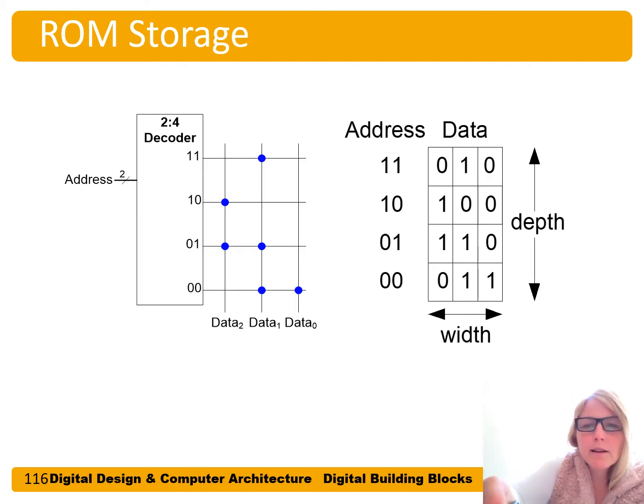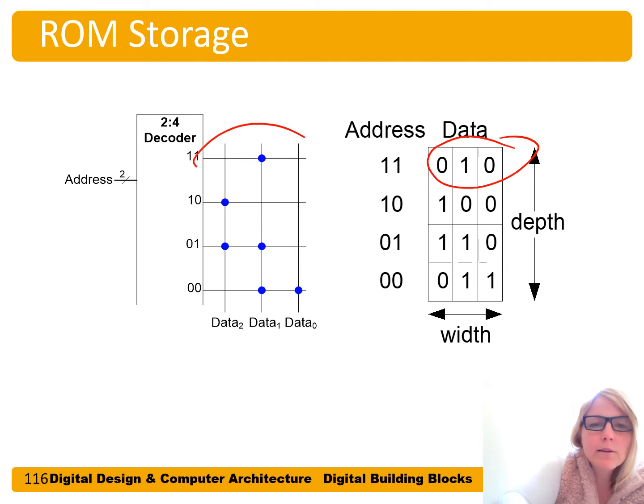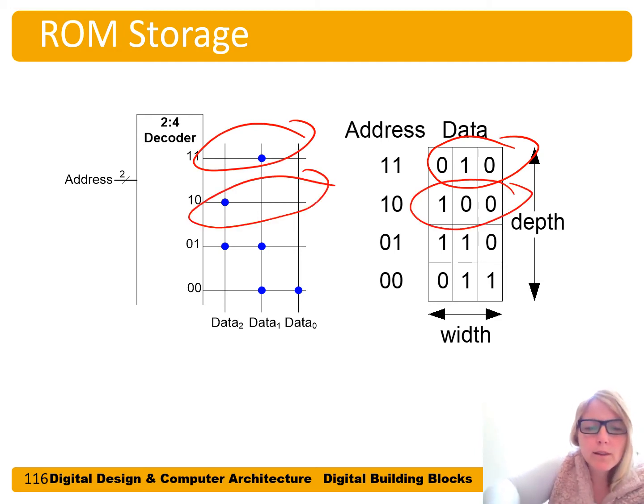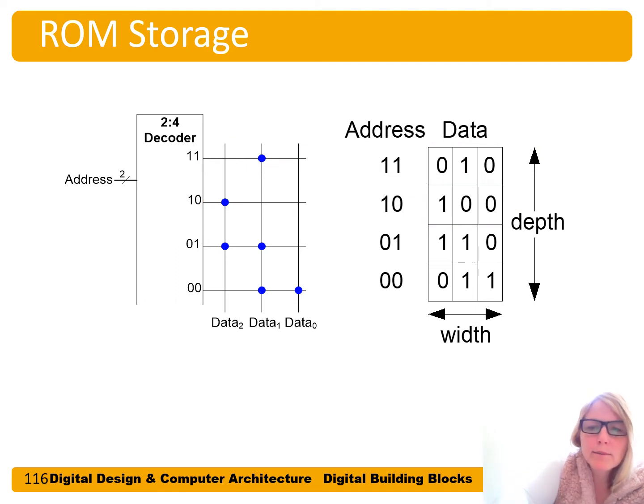So here's the storage 0, 1, 0. At address 10, we have 1, 0, 0, and so forth. And just like all memories, we have the depth, in this case 2 to the 2 or 4 words, by the width, the word size, 3 bits.